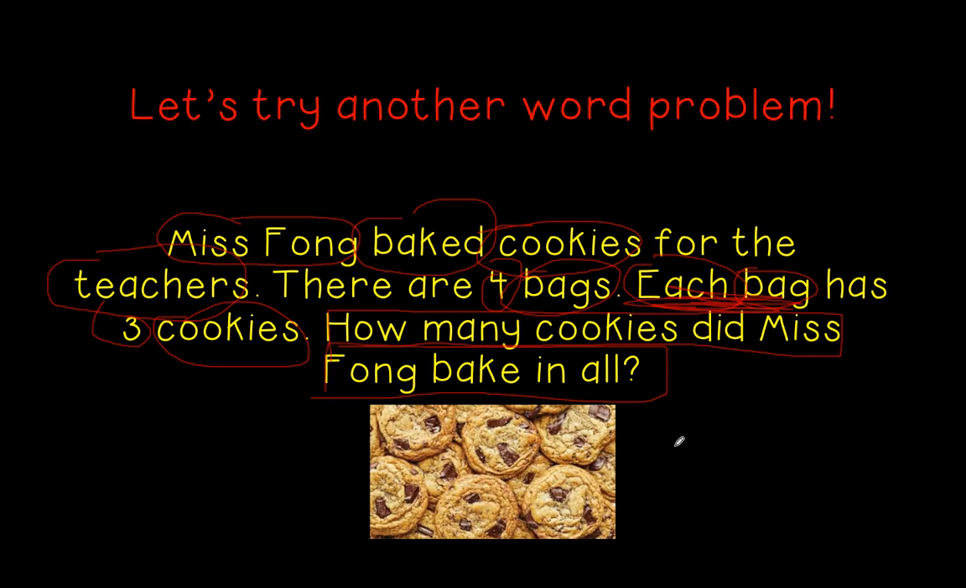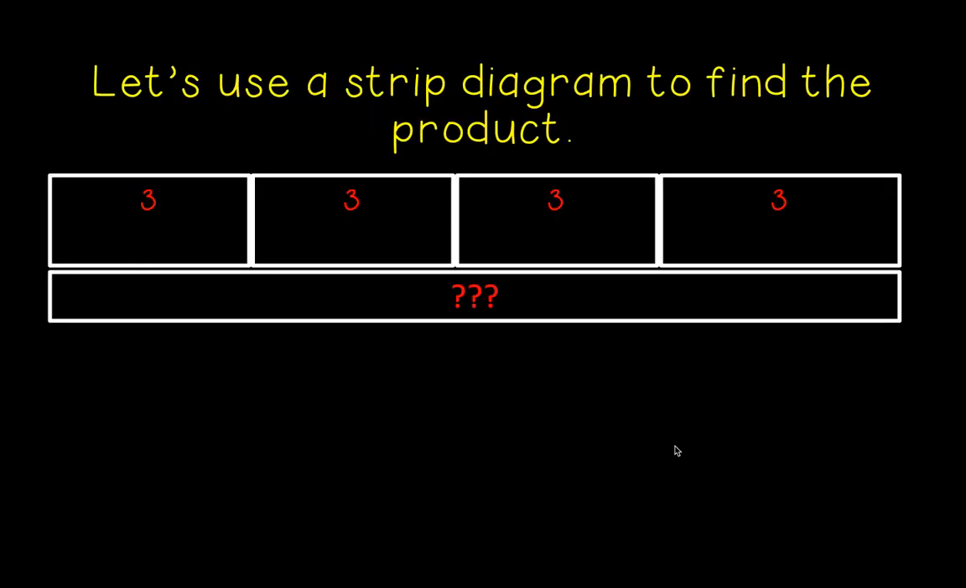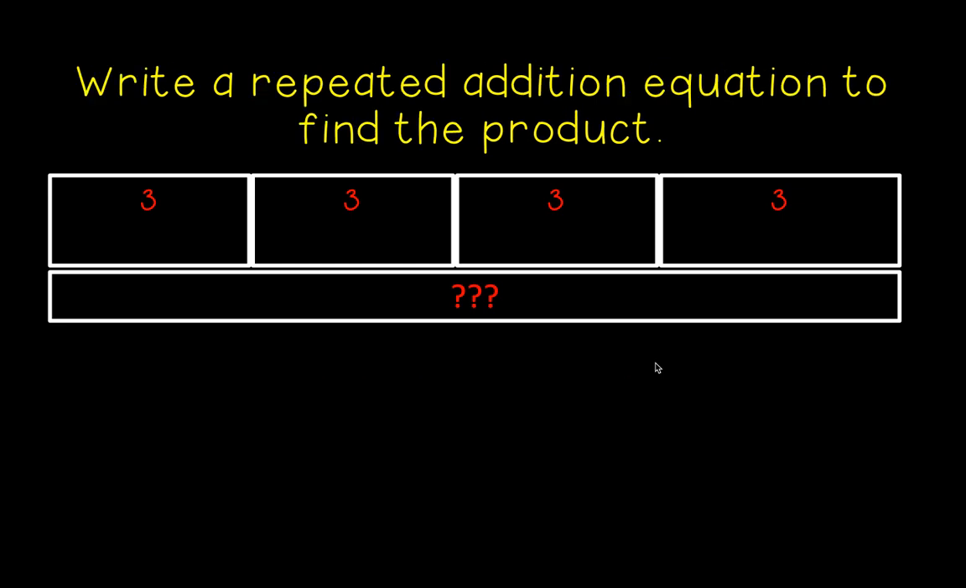Okay, so let's go to our next slide. So this would be our strip diagram. Remember, it's one strategy on how we can show our work. But in this case, we're writing the same number in each box or in each strip because these are the 4 bags, and then each bag has 3 cookies. So there are 4 groups of 3.